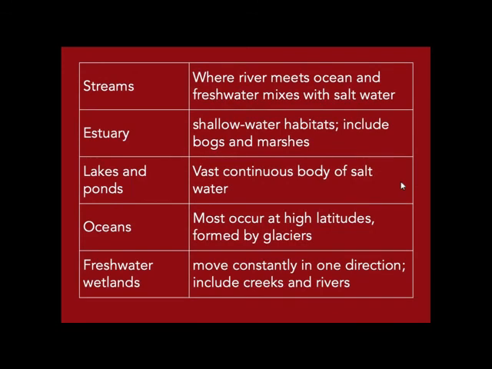All right, let's match them up. Which one of these is a stream? Move constantly in one direction, like creeks and rivers. Yep. What's an estuary? That's where the river meets the ocean and freshwater mixes with saltwater. Okay, lakes and ponds. That's formed by glaciers at high latitudes. Yep. What about oceans? That's a vast continuous body of salt water. Okay. Freshwater wetlands. That's the shallow water habitats that include the bogs and the marshes. Okay.